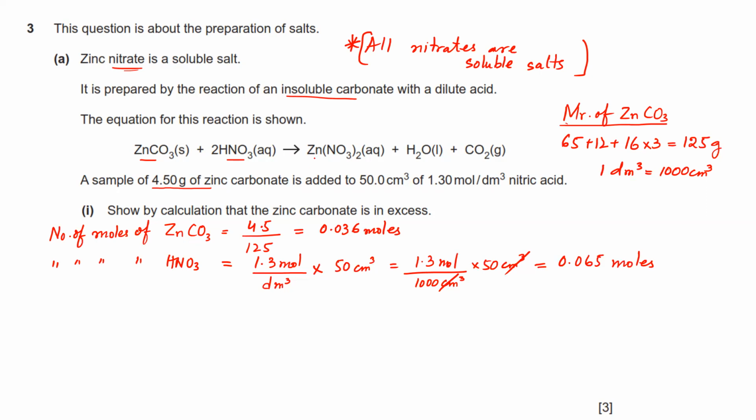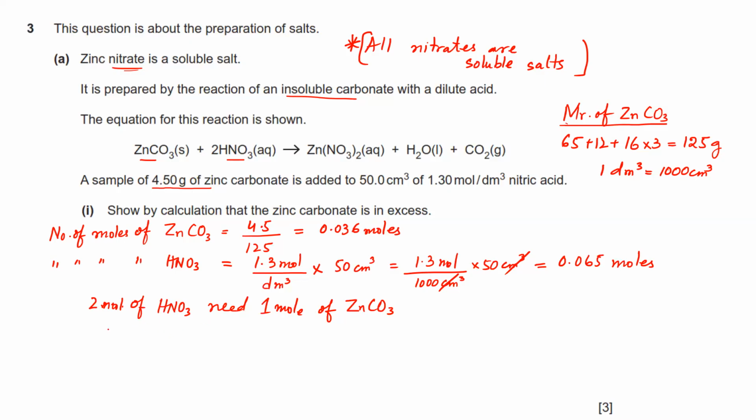So from the equation, we can see that 2 moles of HNO3 need 1 mole of ZnCO3. Okay, so here we have to show that zinc carbonate is in excess. It means that we should be having zinc carbonate in excess, and there would be some moles of zinc carbonate remaining out of these 0.0636 moles which are available to us.